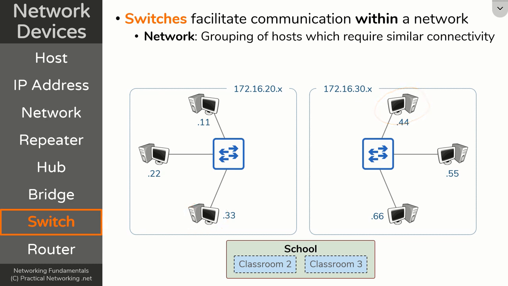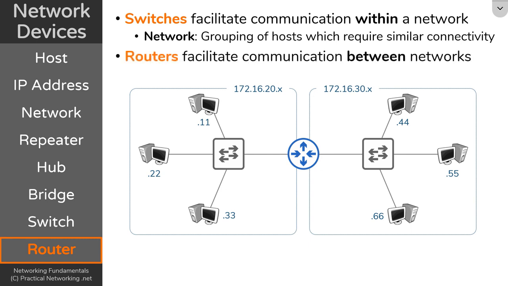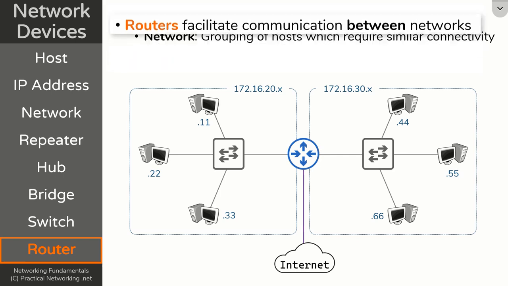network? Well, if a switch can only facilitate communication within a network, we would need another type of device to handle the communication between networks. And that device would be a router. A router is a device whose primary purpose is to facilitate communication between networks. At the very least, you're going to need that router to connect you with the ultimate network of networks known as the Internet. So let's unpack this further.